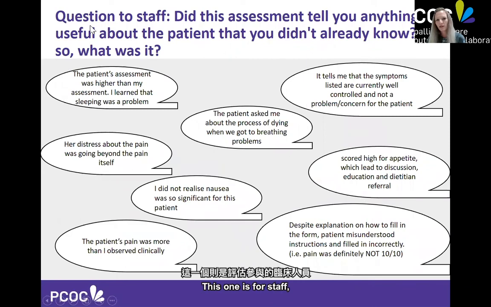This one is for staff, for clinicians involved in the assessment. Did the assessment tell you anything useful about the patient that you didn't already know, and if so, what was it? And so this is very interesting because often clinicians are saying that once you ask the patient, it opens up, ask people to talk about their symptom distress, it opens up a whole level of conversation.